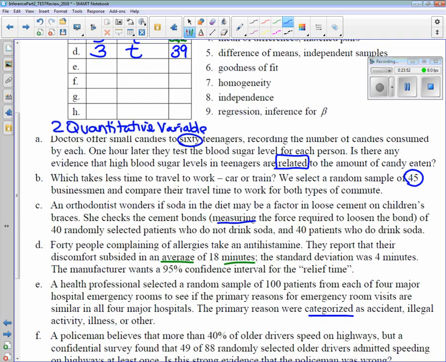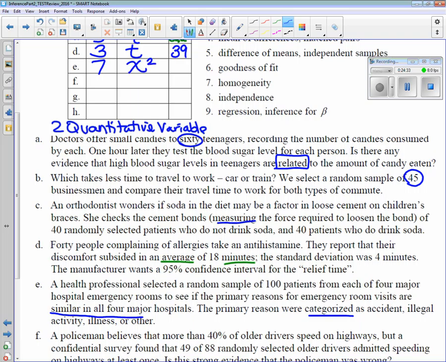If we're talking about qualitative data, which set of tests are we talking about? Chi-squared. But I have 3 of them to choose from. Well, according to AP, as long as you write chi-squared, you're good. Anyway, I've got goodness of fit, homogeneity, and independence. Which one of those am I talking about here? We're trying to figure out whether or not they are similar in all 4 major hospitals. Are they homogeneous or not? So it's homogeneity. That would be 7. We are talking about chi-squared.